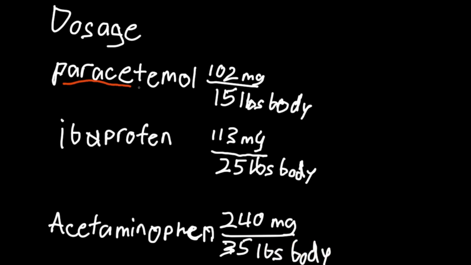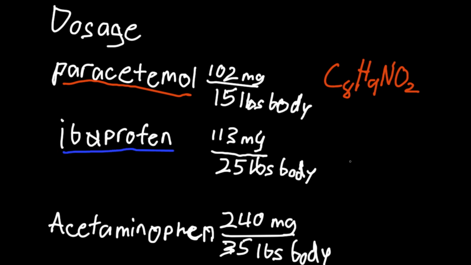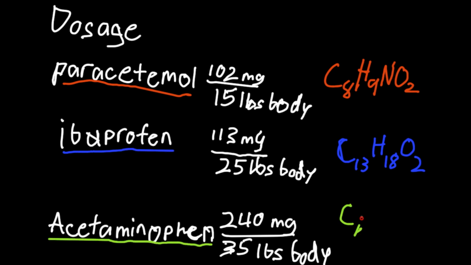For convenience's sake, I will color coordinate each molecule. Red for paracetamol, blue for ibuprofen, and green for acetaminophen. I will also list the chemical formulas for each molecule off to the side for later. As you may note, paracetamol and acetaminophen share the same formula. This will be important later. I weigh about 165 pounds, so we will use that figure.